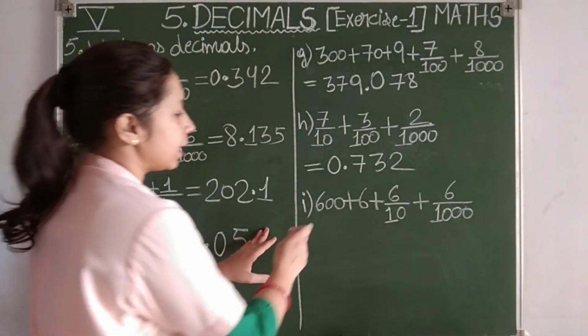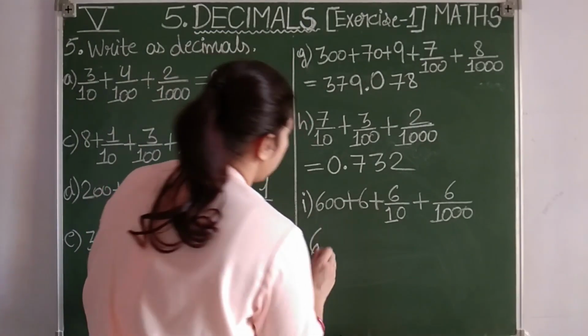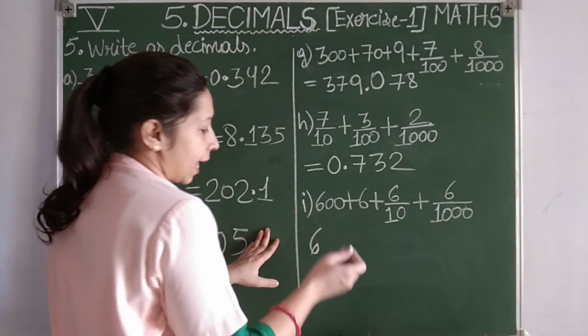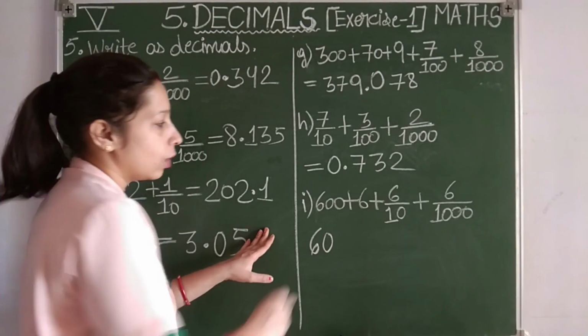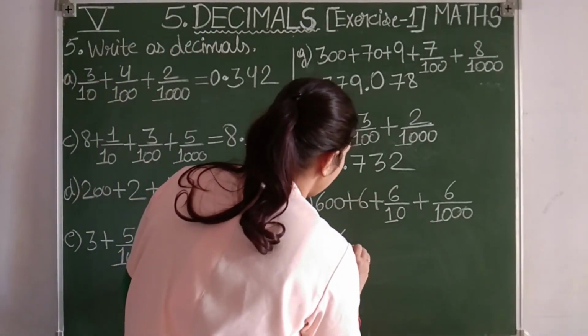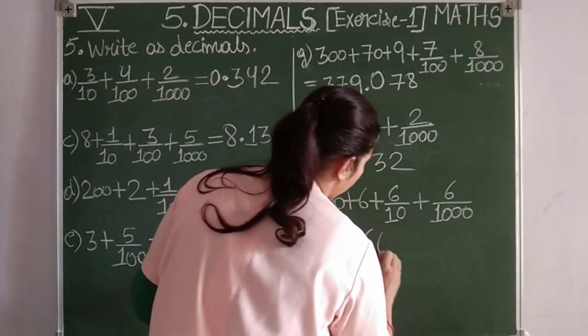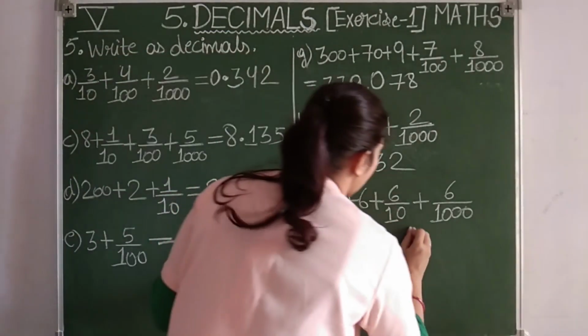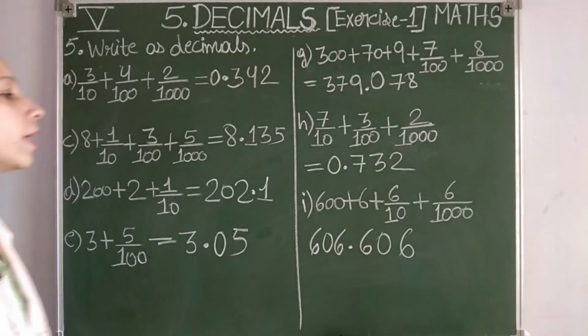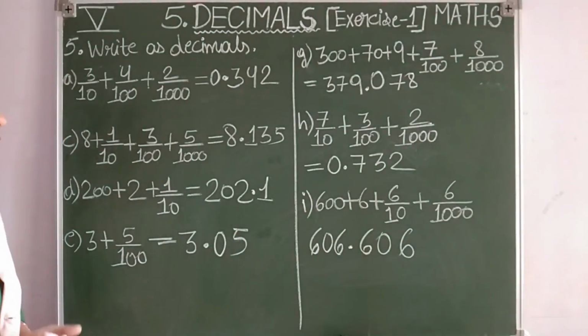Then directly upon 10 means this is a decimal number only: 0.732. Okay, then 600 plus 6. So the hundreds place 6 is there, the tens place is not there, that's why I'll put 0. Then the ones place 6 is there, again point. After tenths, the hundredths place should come, but it is not there. So for 100 you are going to put a 0. For 1000 you are going to write 6. So 606.006. With this we have completed question number 5 also.